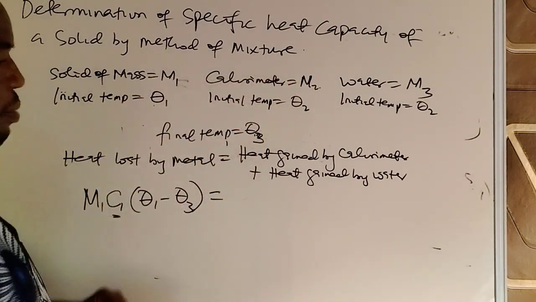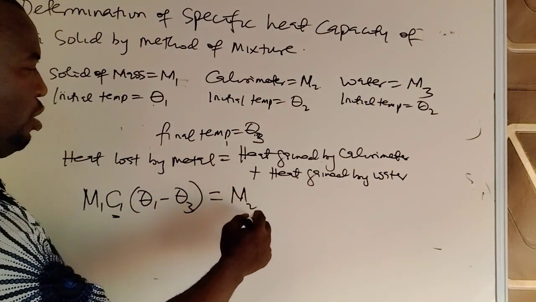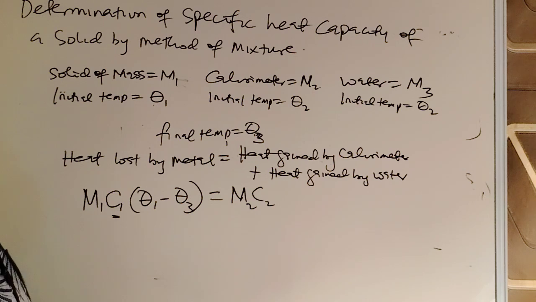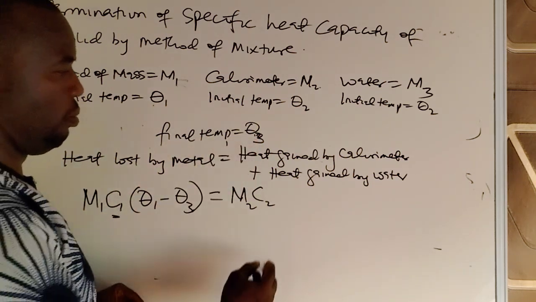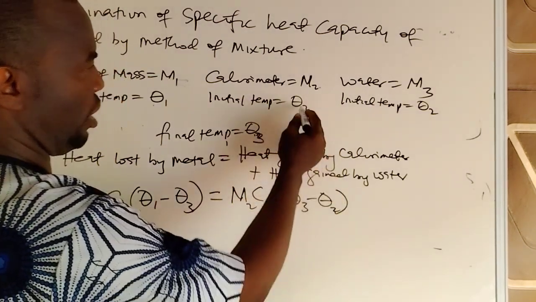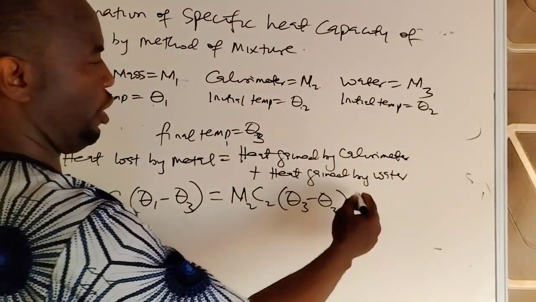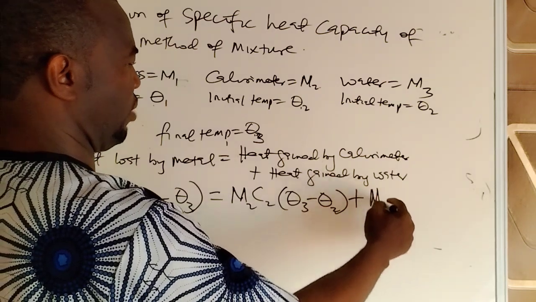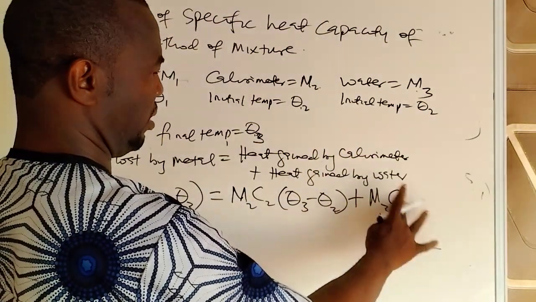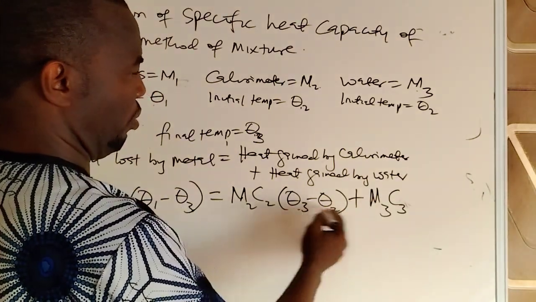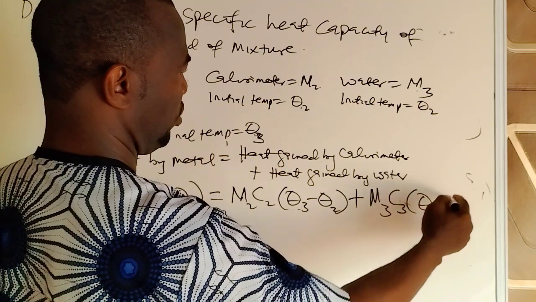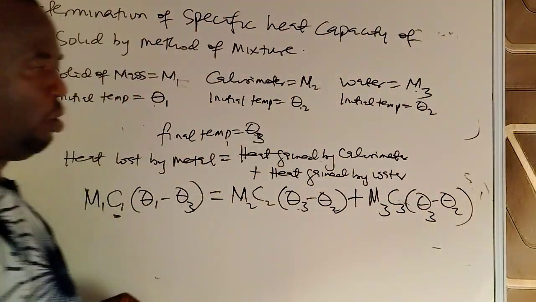The mass of the calorimeter is M2. The specific heat capacity of the calorimeter, they call it C2. And then the change in temperature will now become theta 3 minus theta 2, the difference between the initial and final. Then for the water, the mass of the water, they call it M3, as you can see there. The specific heat capacity of water is C3. The change in temperature of the two of them, because they are together, will be the same: theta 3 minus theta 2.